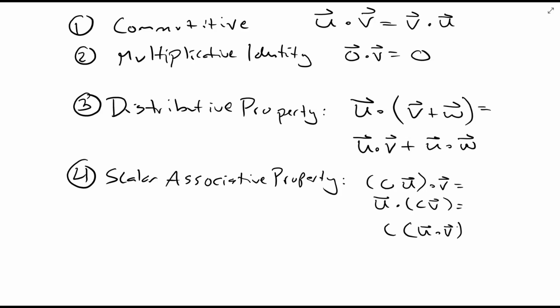The next one is the scalar associative property that says if I have a scalar times the dot product of two vectors, I can multiply that scalar in at any point. So I could multiply it into the first vector and then take the dot product of the result. I could multiply it into the second vector and take the dot product of the result. Or I could take the dot product of the two vectors and then multiply the scalar in. It doesn't really matter when you multiply that scalar in, as long as you do it at some point, and you do it just one time.